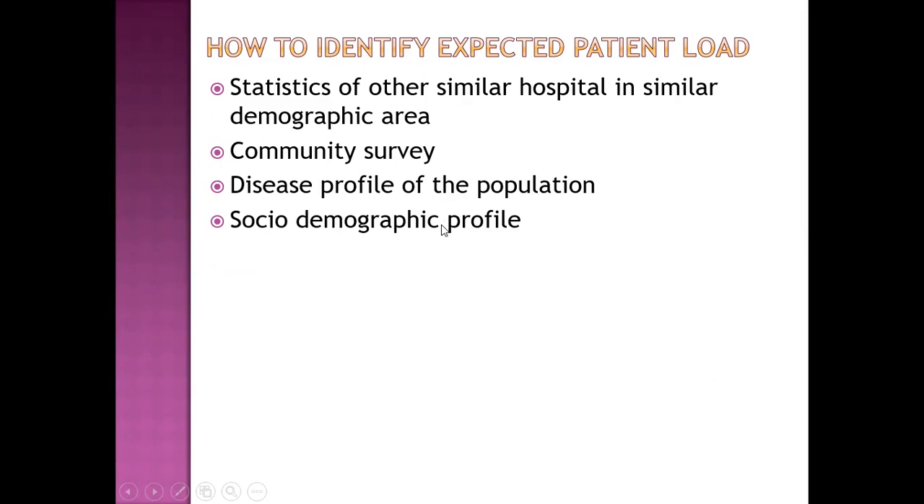These are the methods to identify the expected patient load of a hospital or emergency room or OPD or a laboratory. Very important is that we can make use of statistics of other similar hospitals in a similar demographic area. We can undertake a community survey. We can study the disease profile of the population of the catchment area, and we can study the socio-demographic profile of the catchment population.